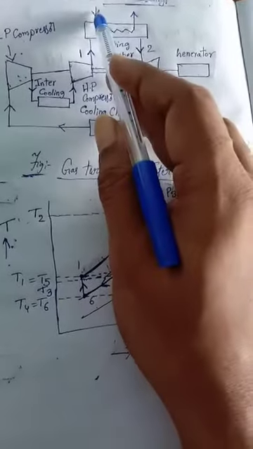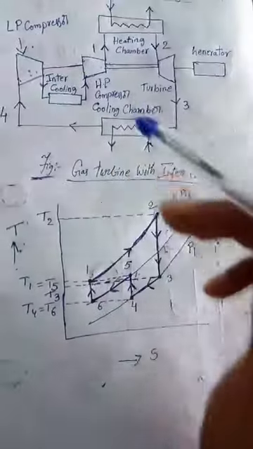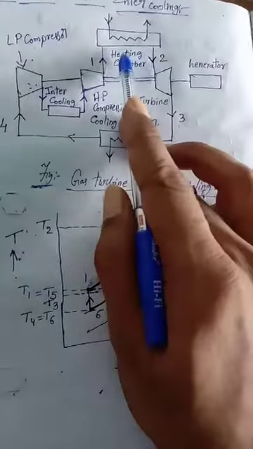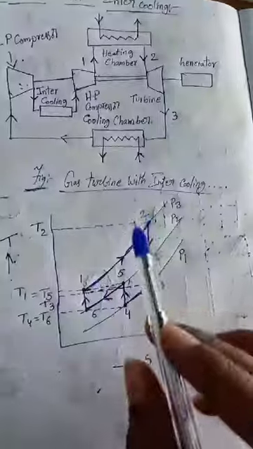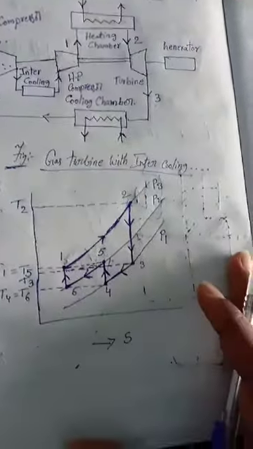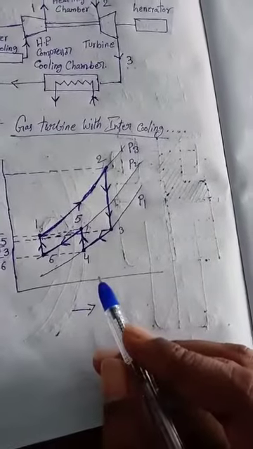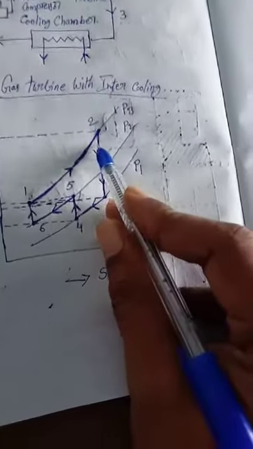Then what happened? Cold air is entered and hot air goes outside. Here we have the heating chamber. In this heating chamber, hot air in, cold air out. And then 1 to 2 is air in the heating chamber at a constant pressure. So here the pressure is constant from 1 to 2.